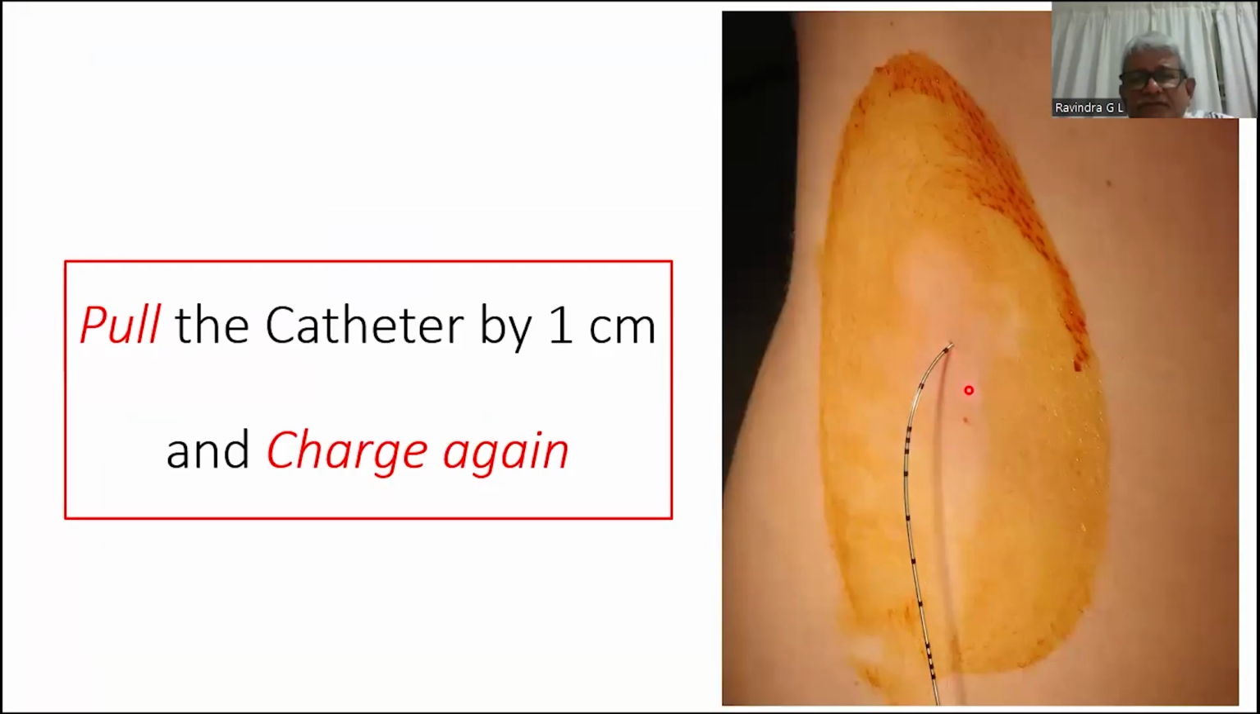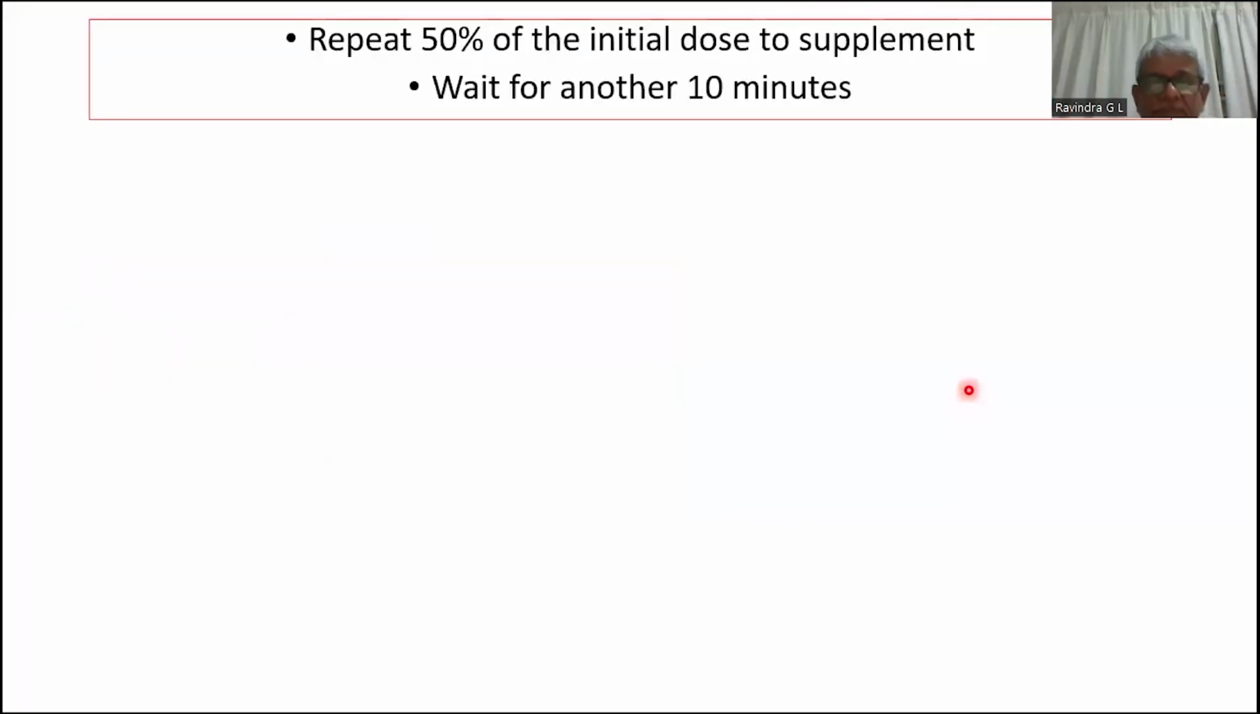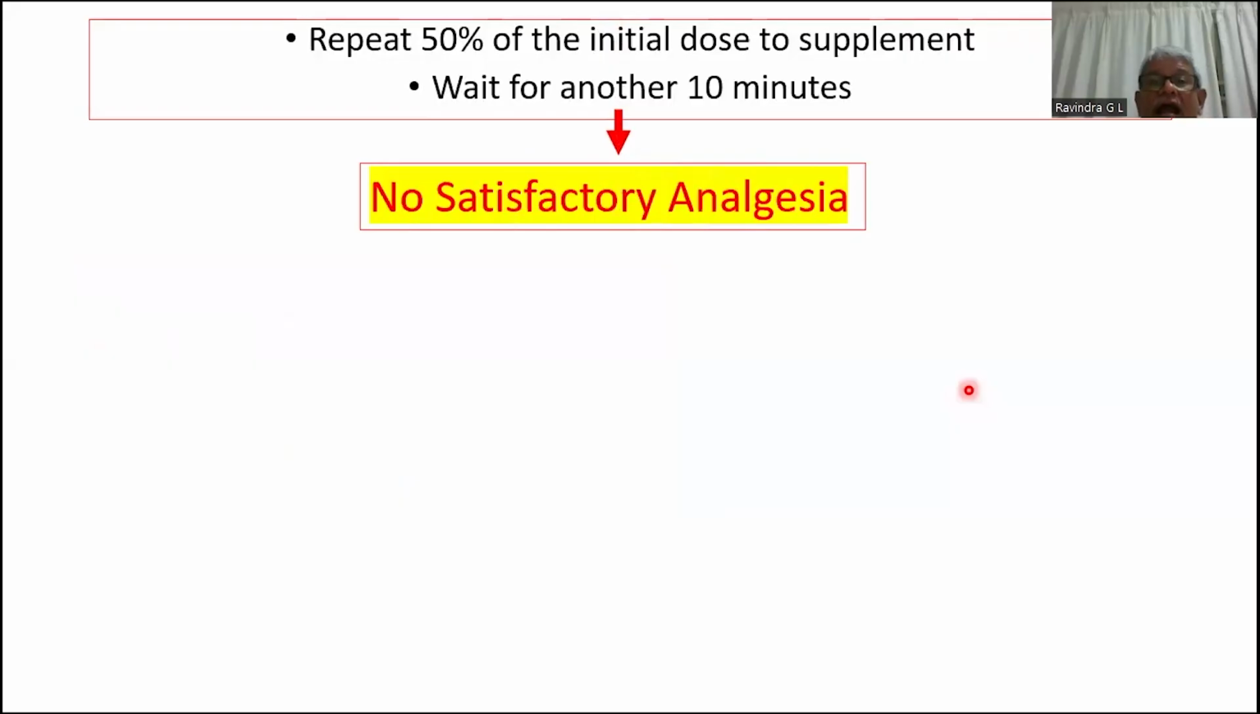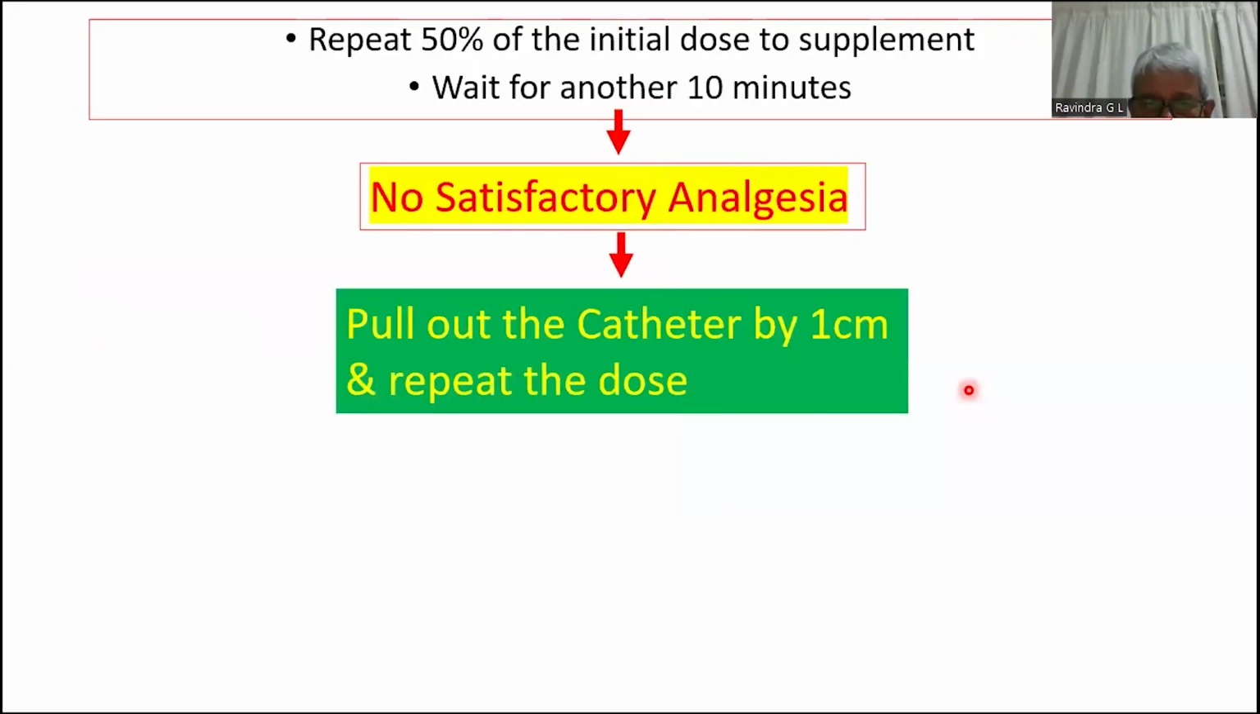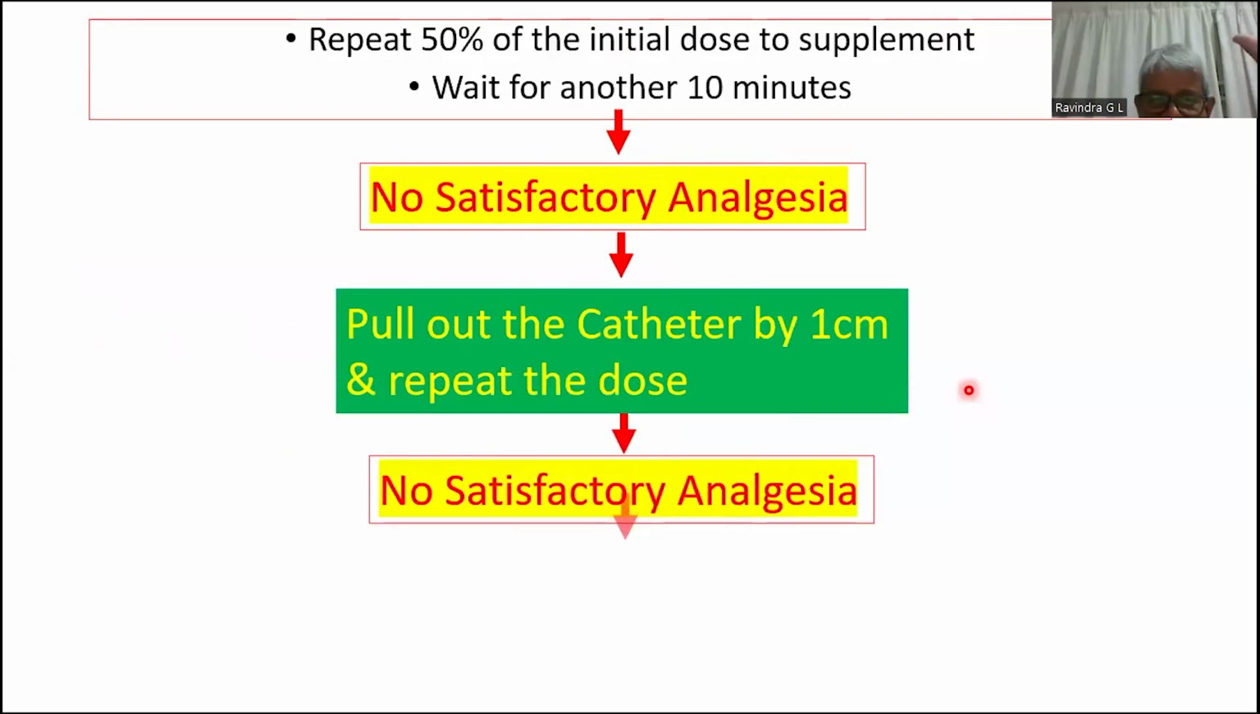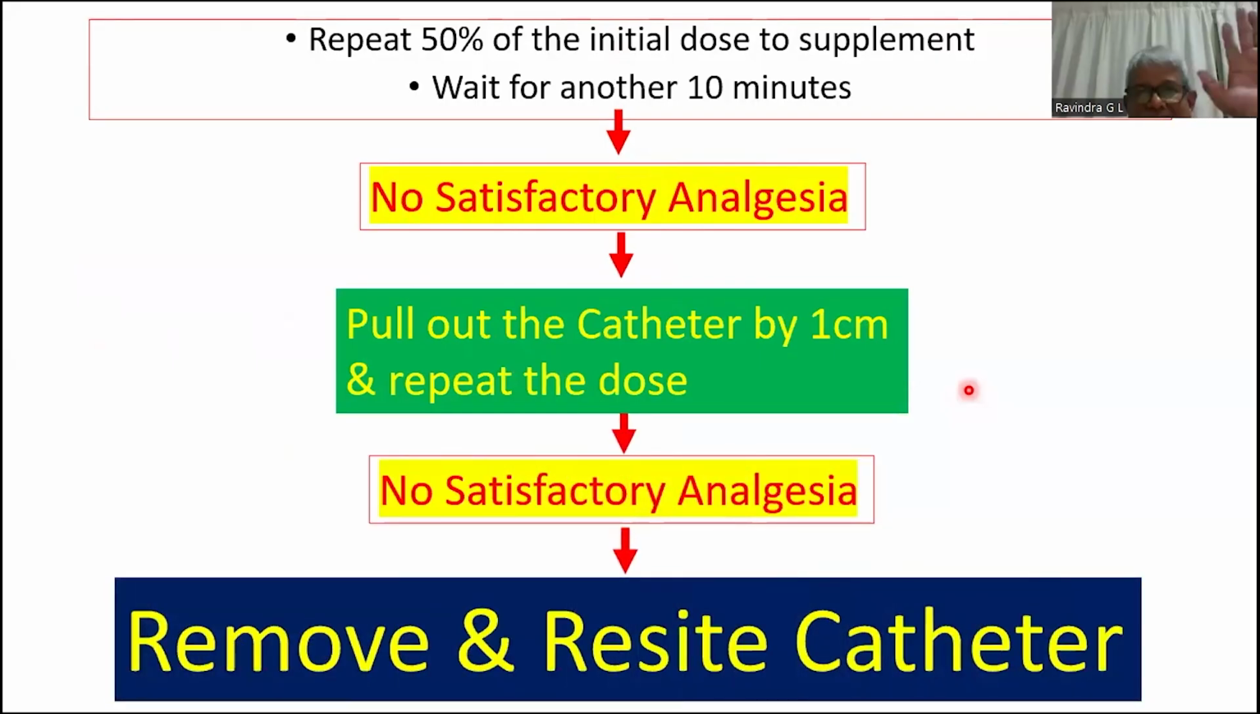So this is about 8 centimeters inside the epidural space, and that is a little too much. So you can withdraw the catheter by about a centimeter and charge again. Repeat 50% of the initial dose supplement you have given when it is inadequate analgesia. Wait for 10 minutes. And if there is no satisfactory analgesia, pull the catheter by 1 centimeter and repeat the dose. If there is still no satisfactory analgesia, remove and resite the catheter.